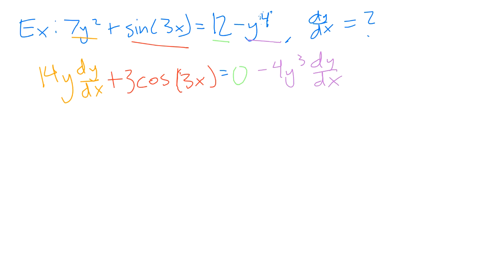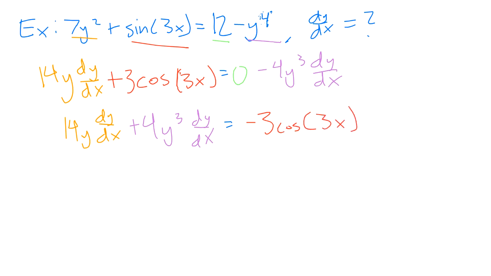Similar to last time, since we have multiple terms that have dy over dx, we can move all of those to one side of the equation and move any terms without it to the other side. So we can actually say that we have 14y dy over dx plus 4y cubed dy over dx equals negative 3 cosine of 3x.